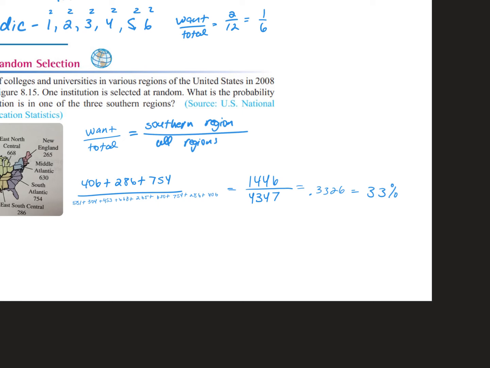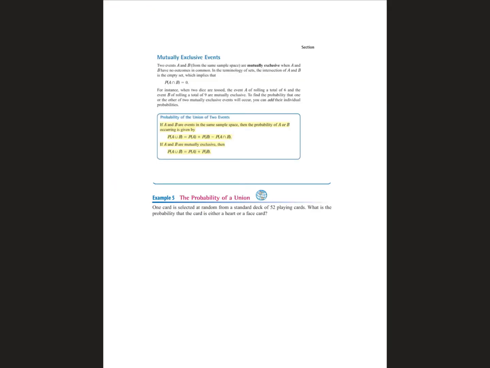So if you get charts, tables, stuff like that, remember, probability is what over what? Want over total. So you look for what you want. If there's a bunch of different things, add them up. And then the total is everything all combined. That make sense? Okay. Let's go on to mutually exclusive and overlapping.